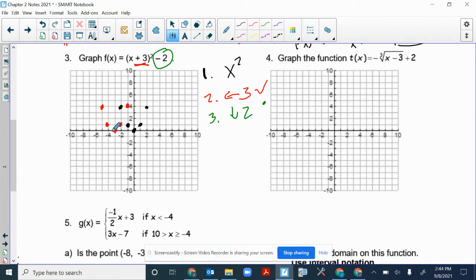So now I'm going to move all of the red points down 2. So there's that one, 1, 2, 1, 2, 1, 2, and 1, 2. And then my last thing is to connect it in that parabola shape. I apologize, that was not a great parabola, but there's our graph.